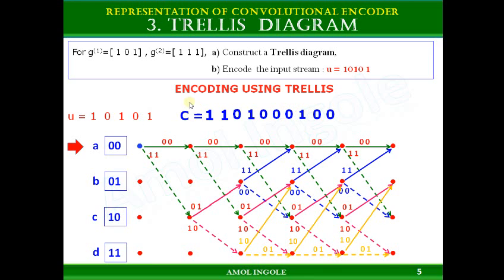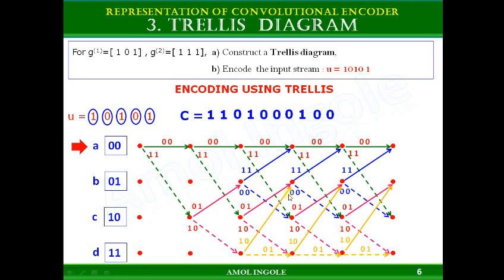The last input bit is 1 now. And you have to start from where you ended, right? So this is where we ended from the previous bit. So the last bit is 1, you have to follow the dotted line. So this is the dotted line and the output bits are 0 0. This is how you can encode the given input stream using the trellis diagram.